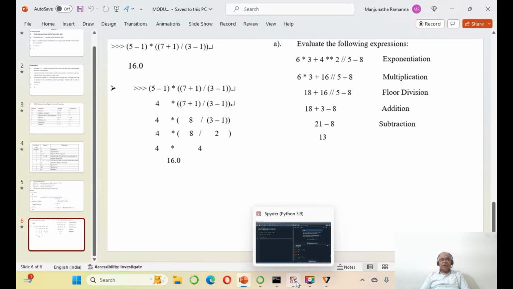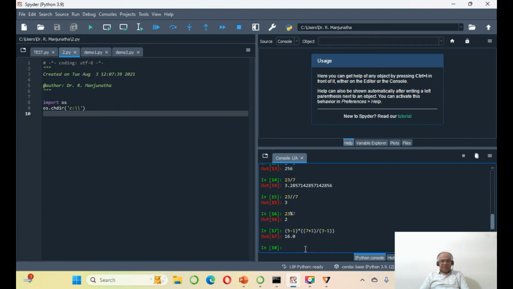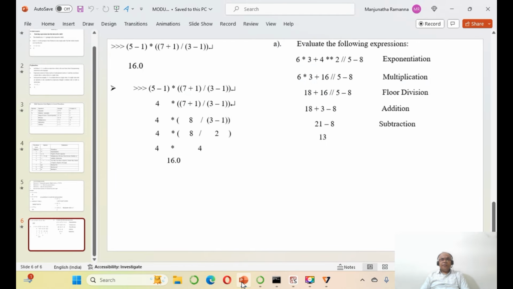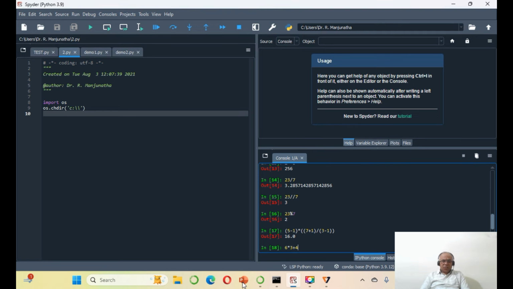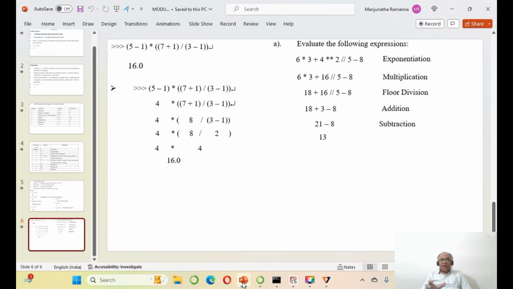Let us see how it works with this. So you have 6 star 3, then plus 4 double star 2, then double forward slash 5 minus 8. When you enter, you get 13. So this is how you evaluate and analyze these types of expressions to get a single value.